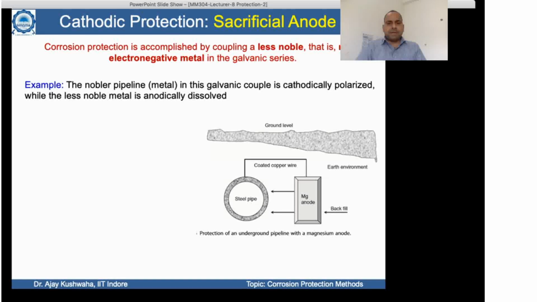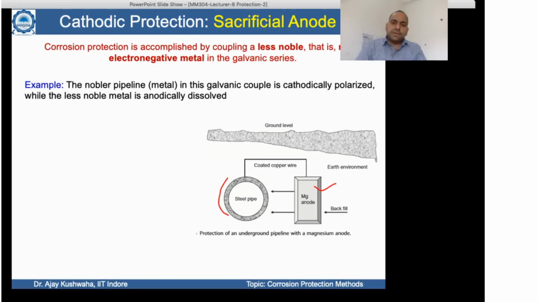Let's say this is the pipeline. Are you able to see here? This is the pipeline, and it is just connected with the Mg anode. So now this anode has the sacrificial nature, and we will call this a sacrificial anode. And due to this connection, now these two materials have different electrochemical potentials, right?